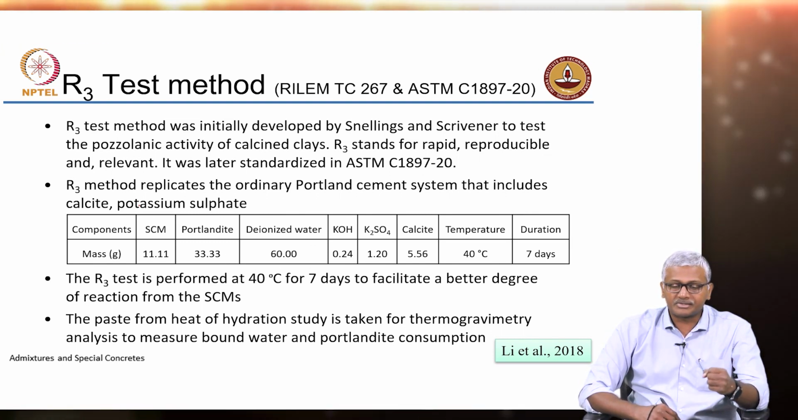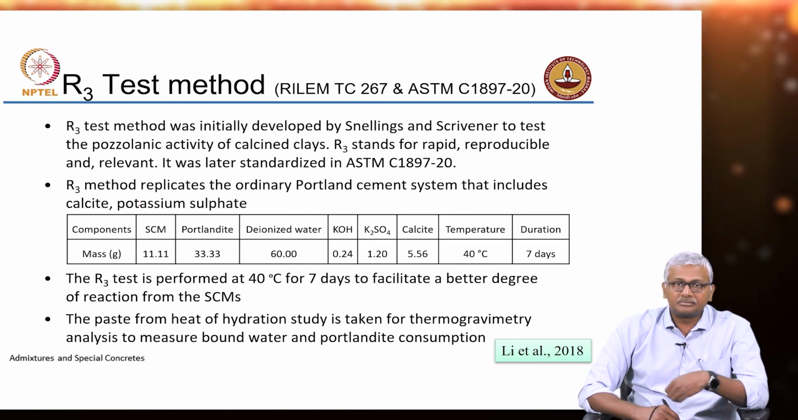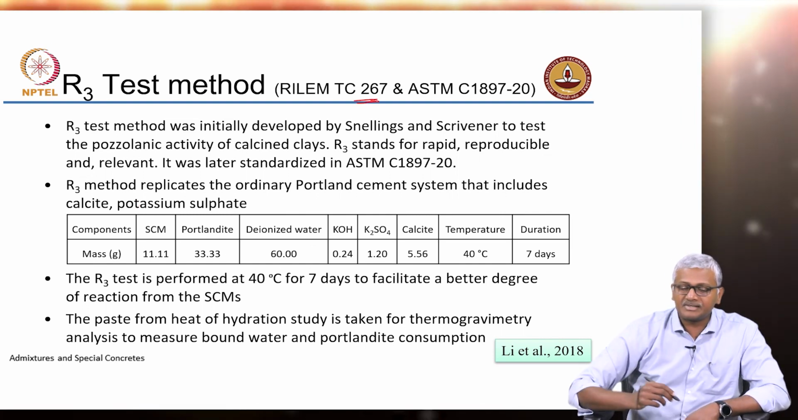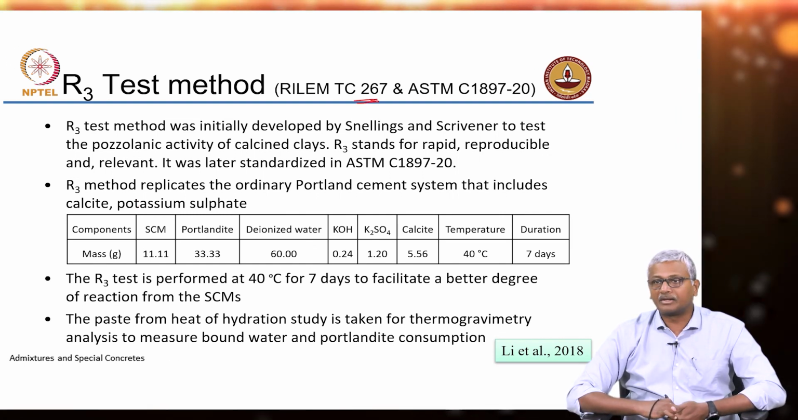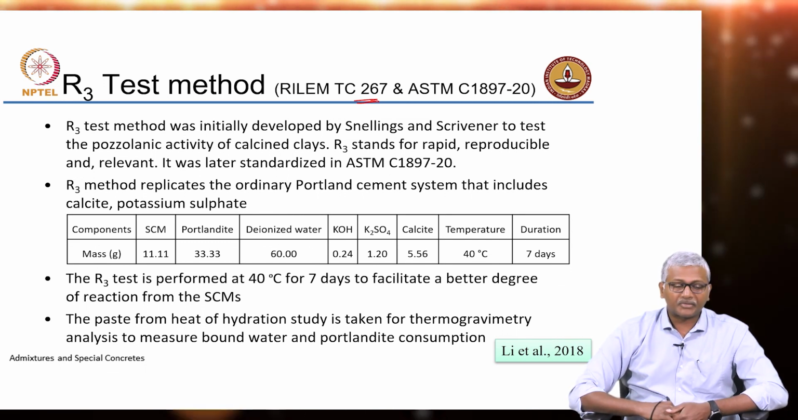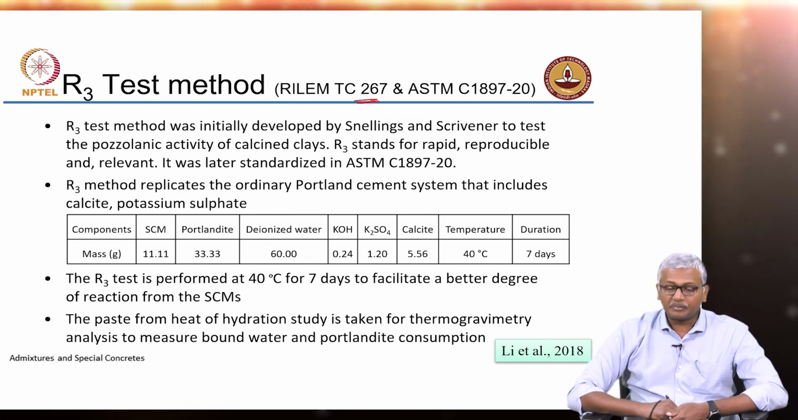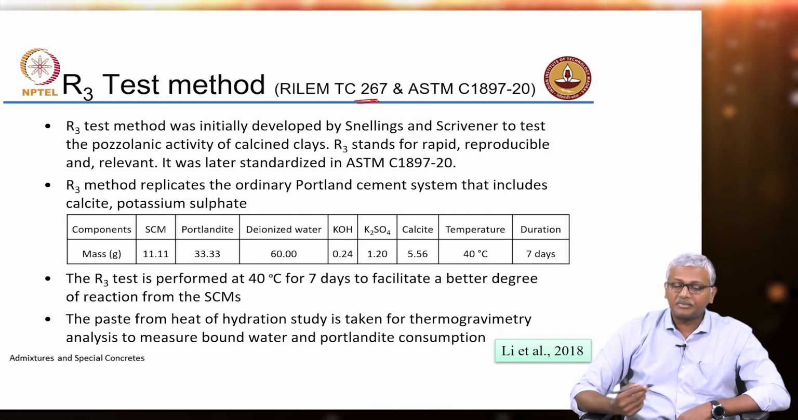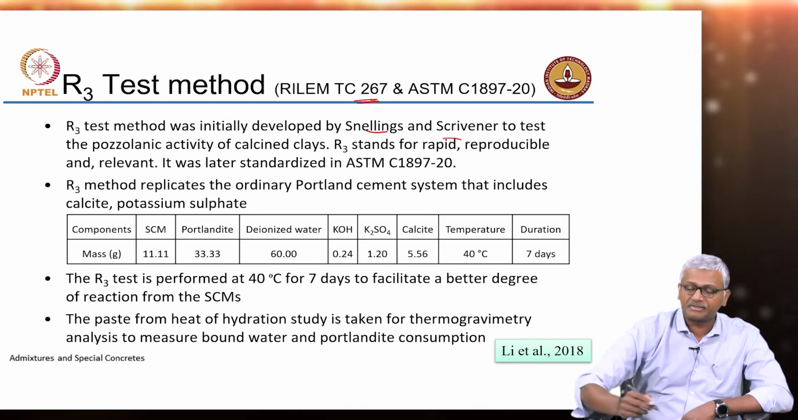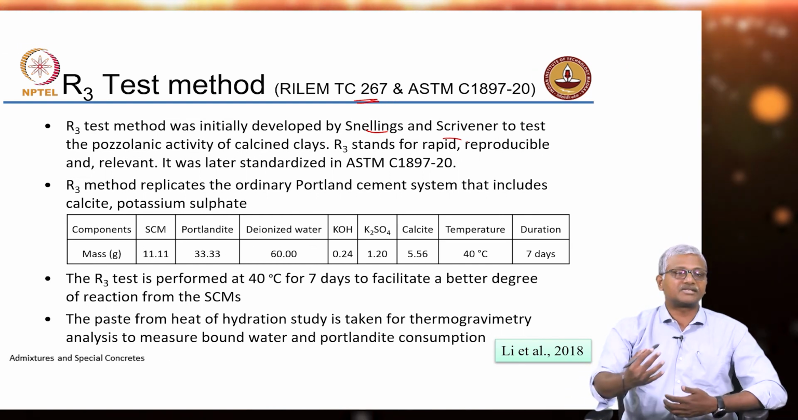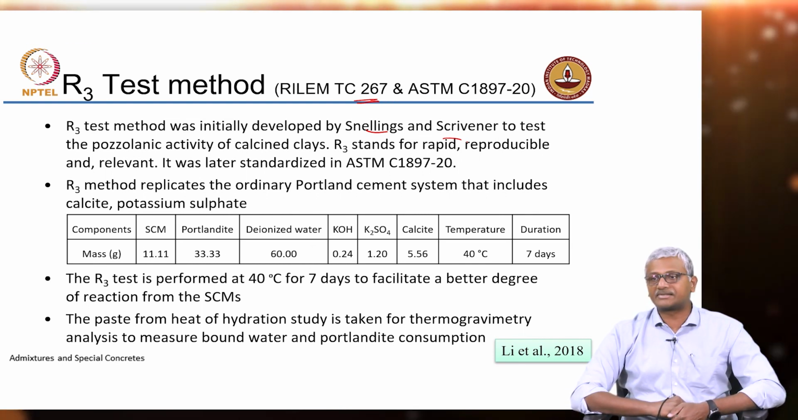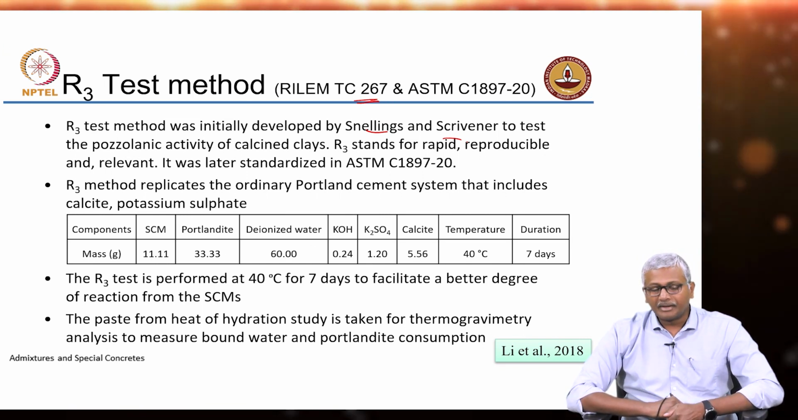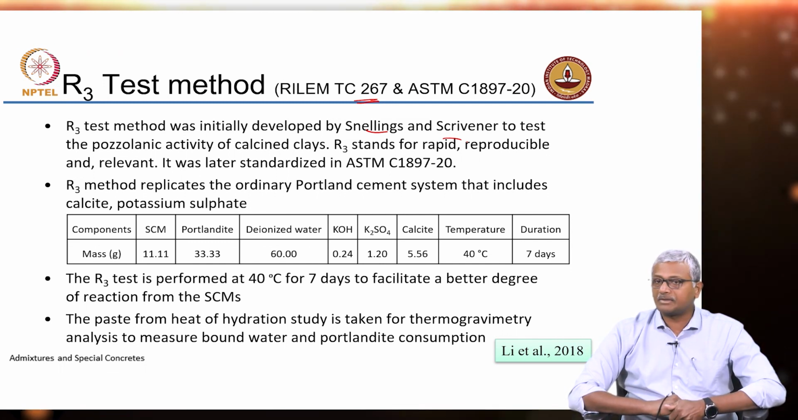We need to combine several different parameters together to really get a clear assessment of the reactivity of supplementary materials. So, in this case, one of the common ideas that came out of several series of tests done with RILEM TC267 and also an ASTM report was this R3 test method. R3 essentially means rapid, reproducible and relevant. R3 was generated based on the work done in the RILEM TC committees by Ruben Snellings and Karen Scrivener, and this was essentially started off as a test done for calcine clays, but later also extended to other supplementary cementing materials. Okay. And this was also standardized later in ASTM C1897.